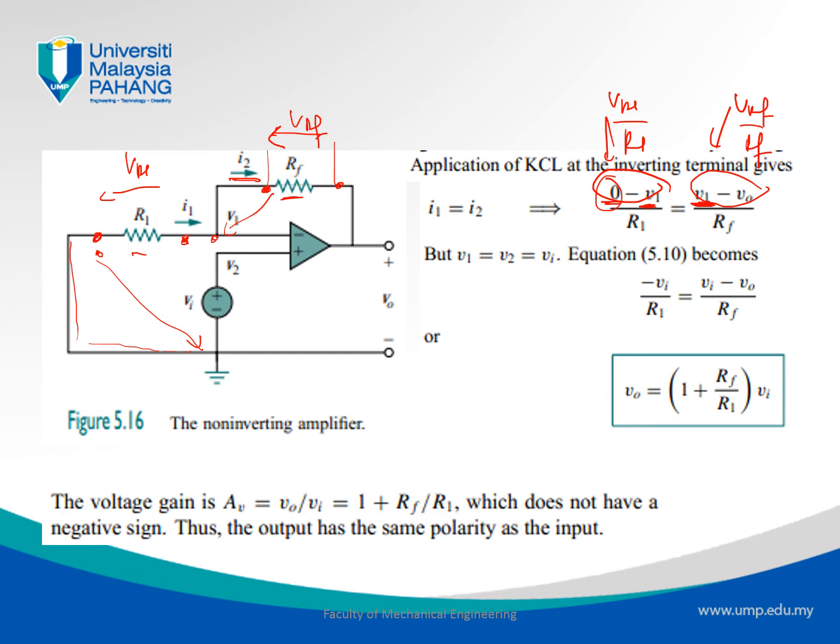And what is the voltage at this point? At this point, the voltage is equal to V0 because there's no component in between them, right? So at the end, it is equal to V1 minus V0.